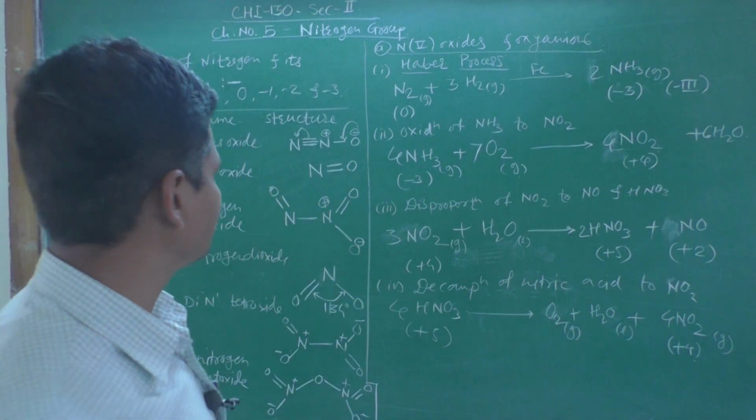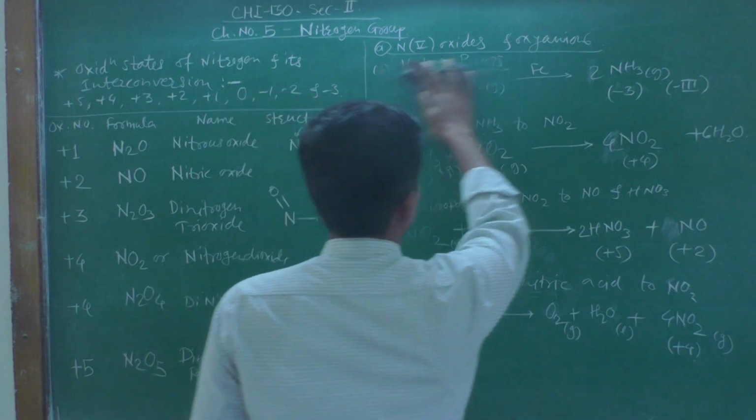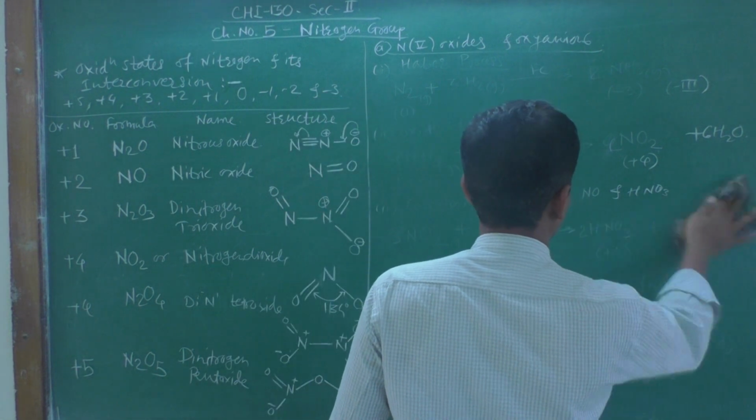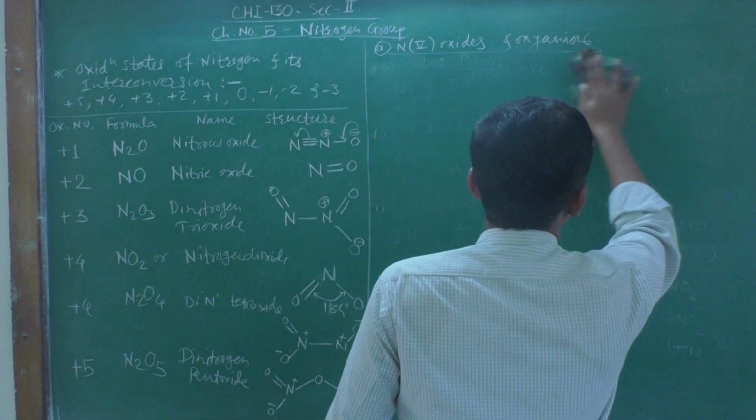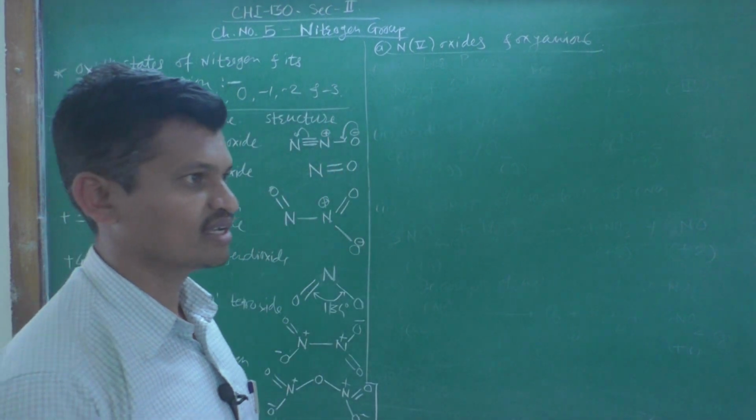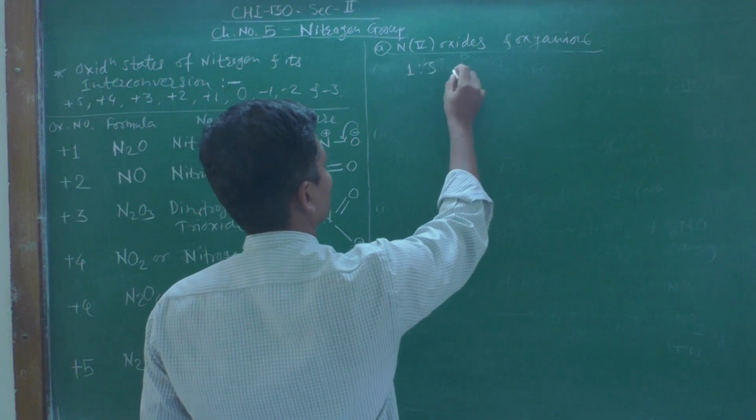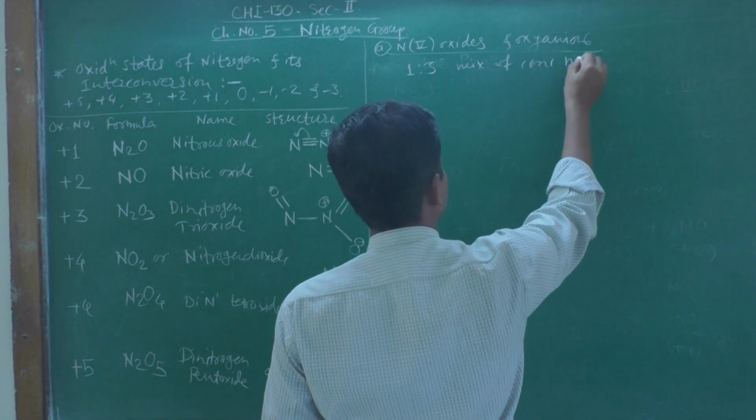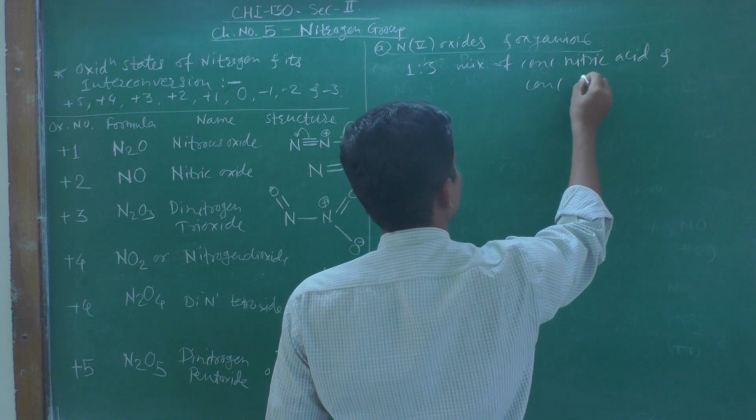Then the next reaction is the formation of aqua regia. We know what aqua regia is. Aqua regia is nothing but a mixture of nitric acid and hydrochloric acid in 1:3 proportion, a mixture of concentrated nitric acid and concentrated hydrochloric acid.